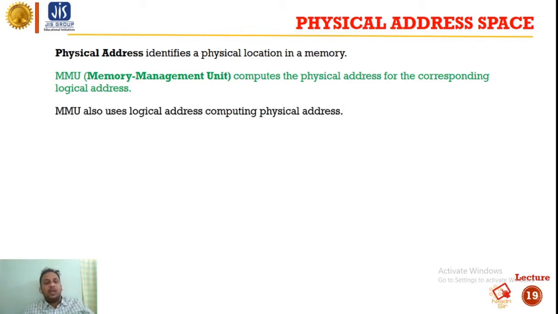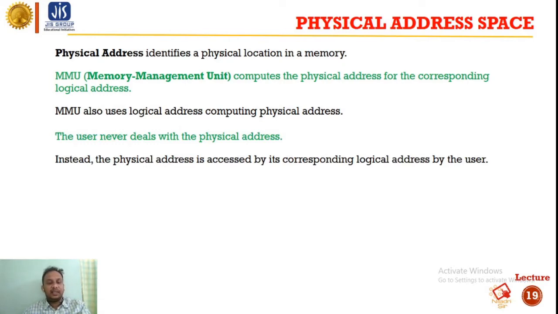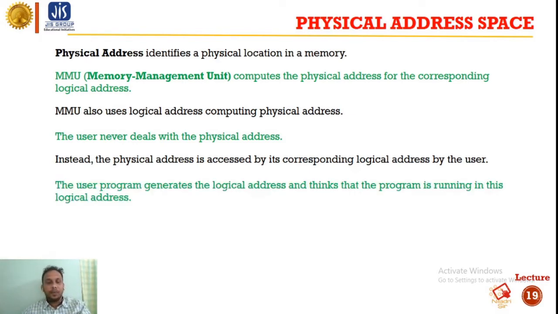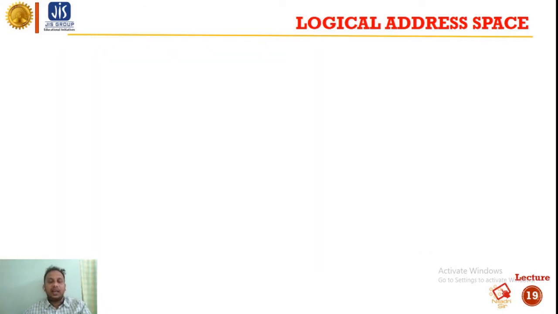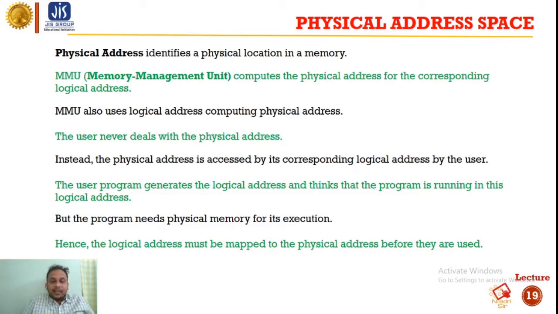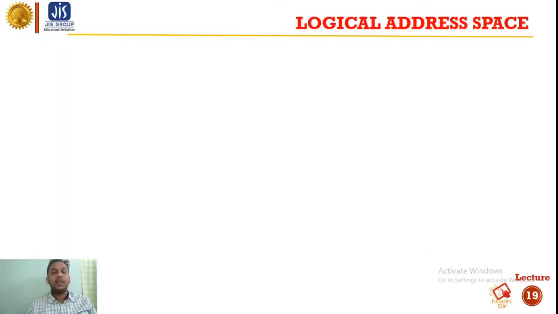So the MMU uses the logical address for computing physical addresses. The user will never deal with the physical addresses. Instead, the physical address is accessed by its corresponding logical address by the user. The user program generates the logical address and thinks that the program is running at this logical address. But the program needs physical memory for its execution. Hence, the logical address must be mapped to the physical address before it is used. So, what are the logical addresses?